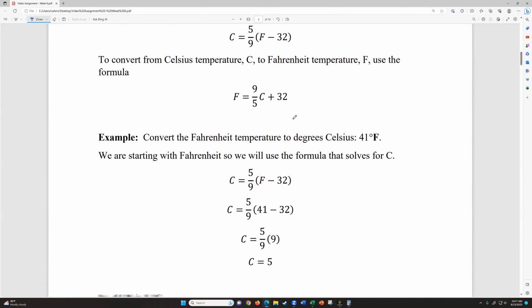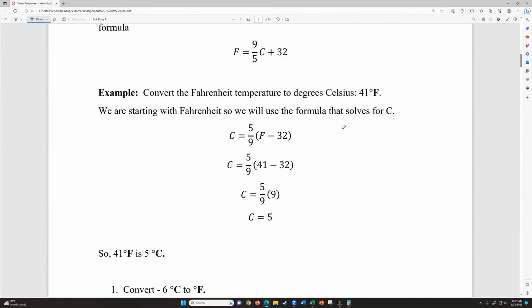So here's an example. Convert the Fahrenheit temperature to degrees Celsius. We have 41 degrees Fahrenheit. We're starting with Fahrenheit, so we'll use the formula that solves for C. So that was the top one. C equals 5/9 times parentheses F minus 32.